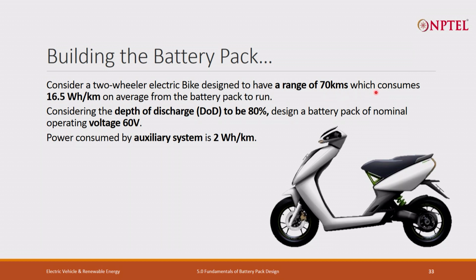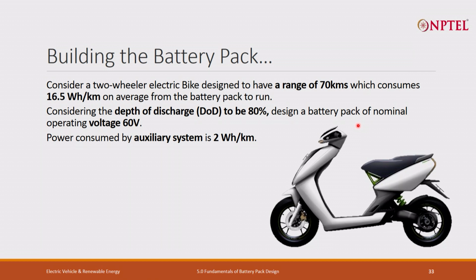Now, these two-wheelers consume 16.5 watt-hour per kilometer. That means on average, for 1 kilometer of running, this bike consumes around 16.5 watt-hour. Now, considering the depth of discharge, DOD, why is DOD required? It is to prolong the life of the battery pack. So, at 80% DOD, design a battery pack of nominal operating voltage 60 volt.